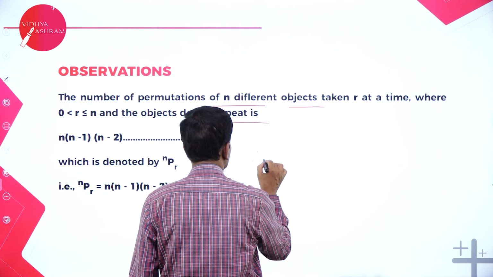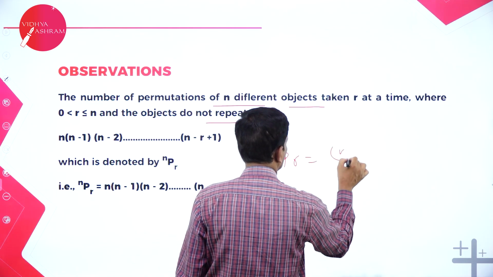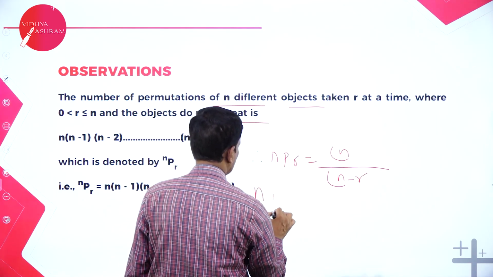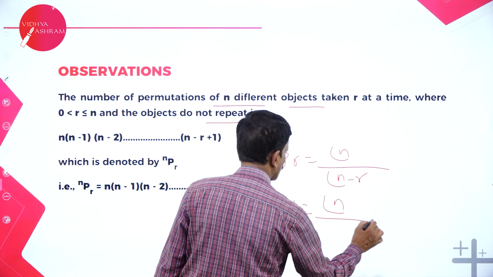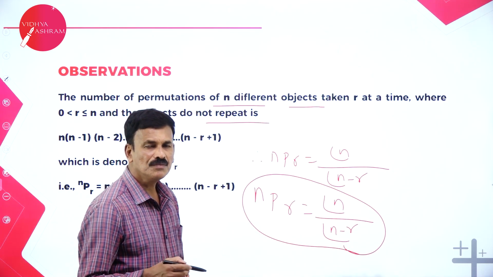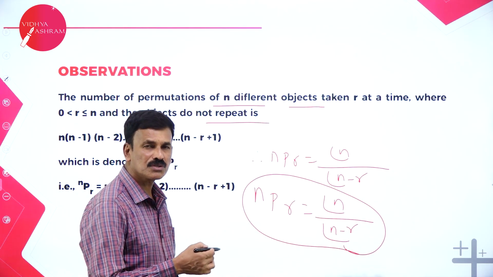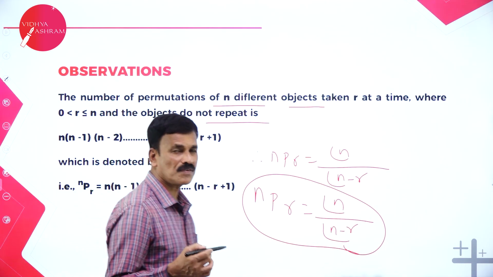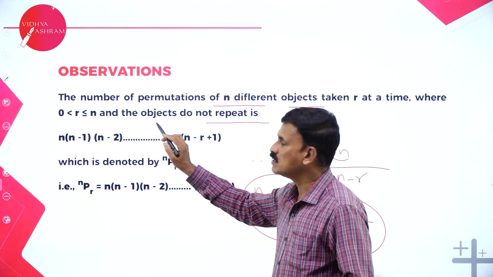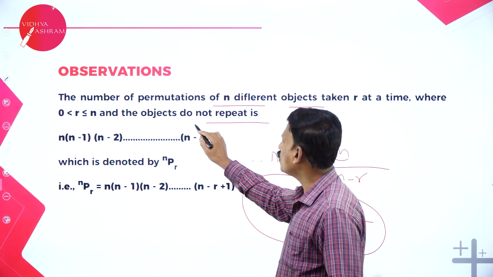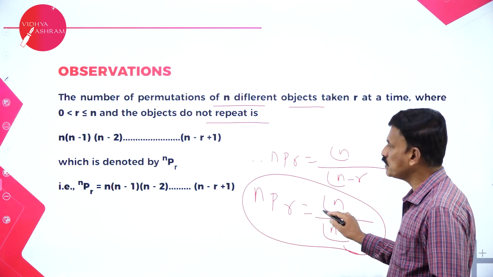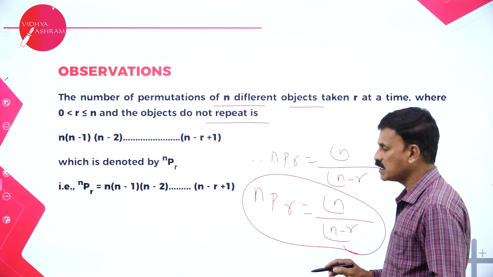Therefore the formula for nPr is equal to n factorial divided by n minus r factorial. The permutation of n different things taken r at a time is given by factorial n divided by factorial n minus r. This is the formula which we are going to use to solve the problems on permutations. This is the first concept: when the objects do not repeat, nPr is equal to n factorial divided by n minus r factorial.